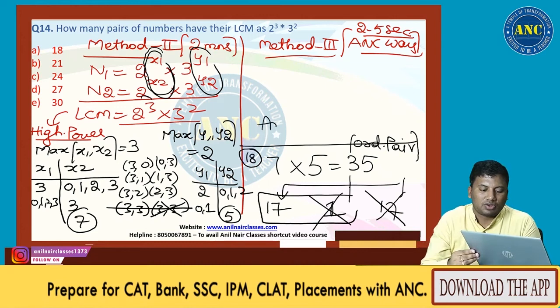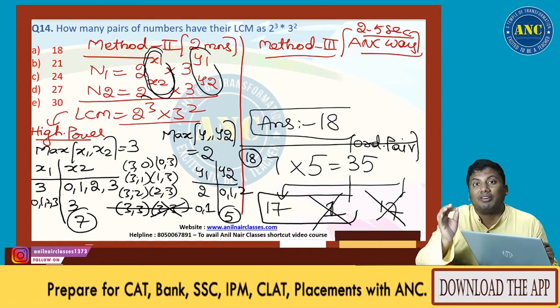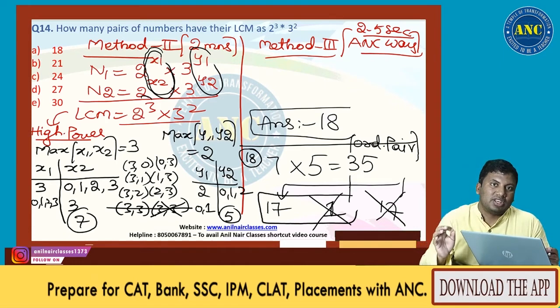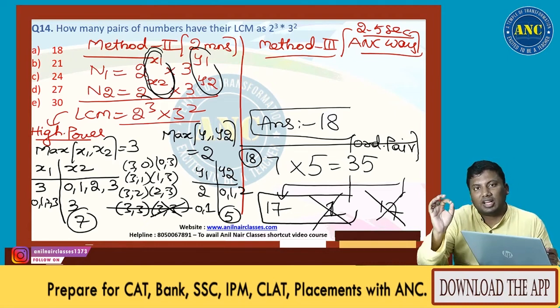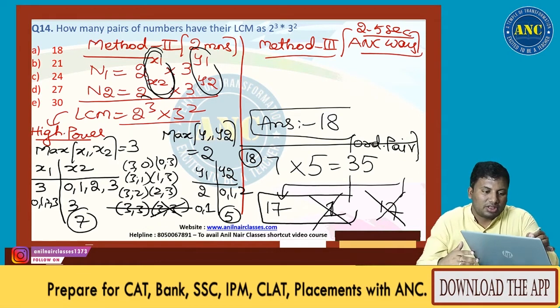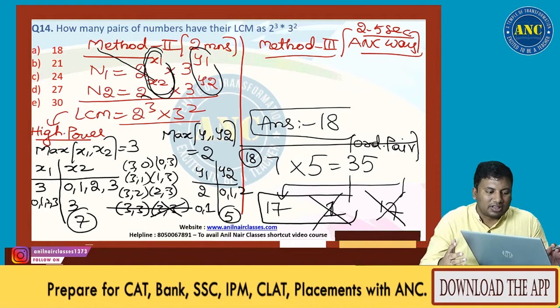So the answer for this question is 18 cases, because of this method of understanding the definition of LCM. LCM always takes the highest power of the given prime bases. Answer is 18, method 2. I hope this method is clear.